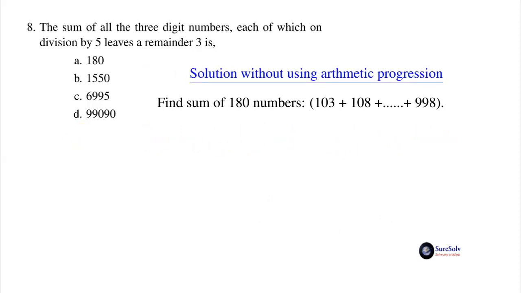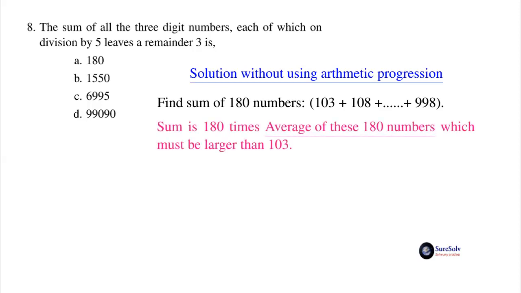even if you don't know what is arithmetic progression, let alone its formula. Look at the sum of 180 numbers, 103 plus 108 plus 113 and so on plus 998. Final result will be 180 times average of these 180 numbers. You can conclude with certainty from the series that average of the sum must be much greater than 103. Now mentally divide the choice values by 18 after stripping the rightmost digit of the choice values.